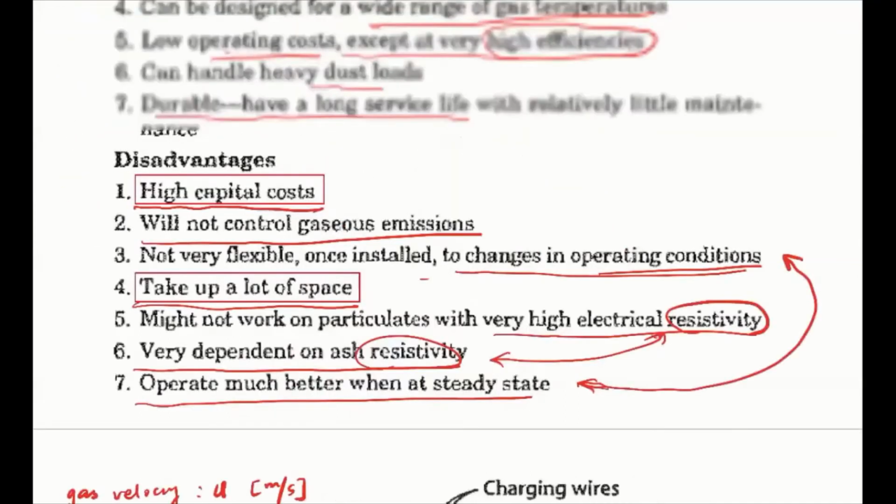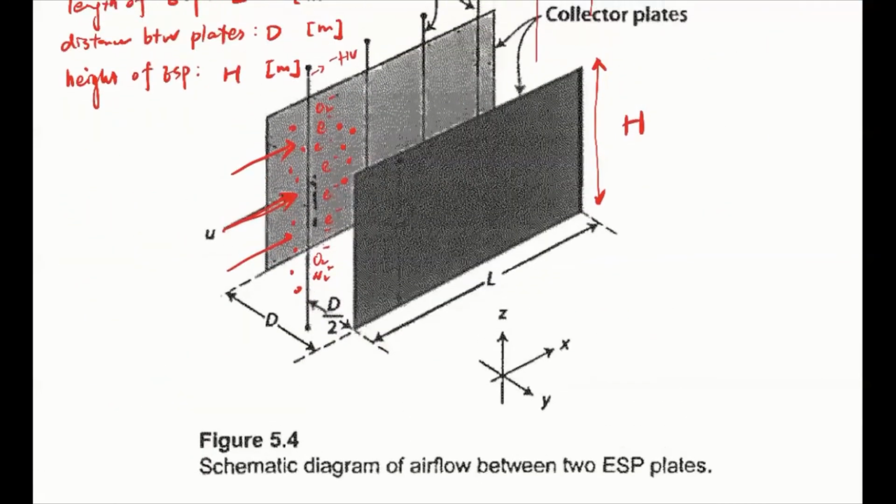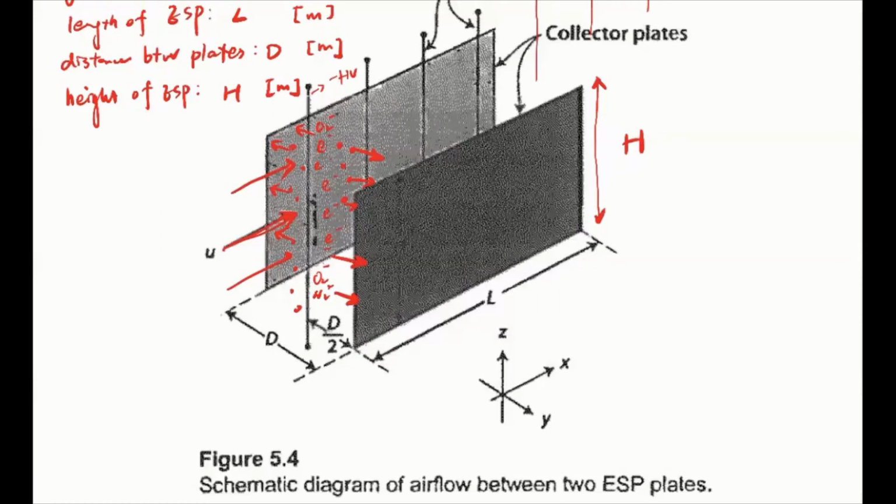right? So the particles on the left of the wires are going to collect onto the left plate, right? Because of the electrostatic force. While the particles on the right of the wires are going to collect onto the right plate, right? So let's assume that the migration velocity of the particle is W in meters per second, okay? So this is the migration velocity.